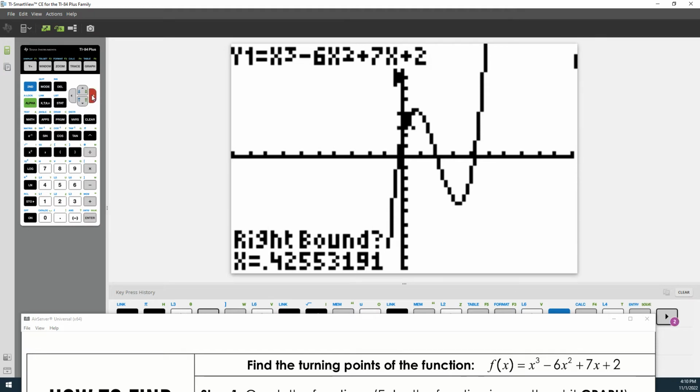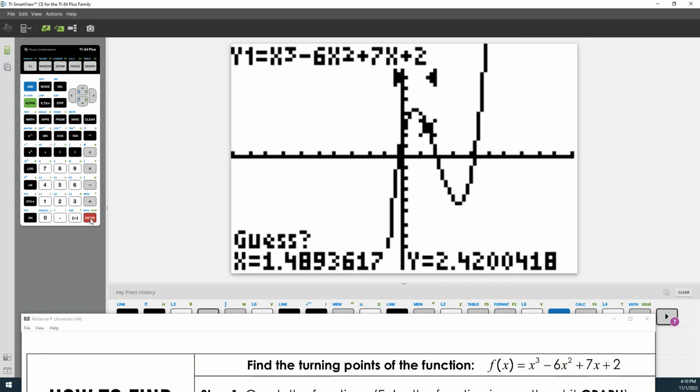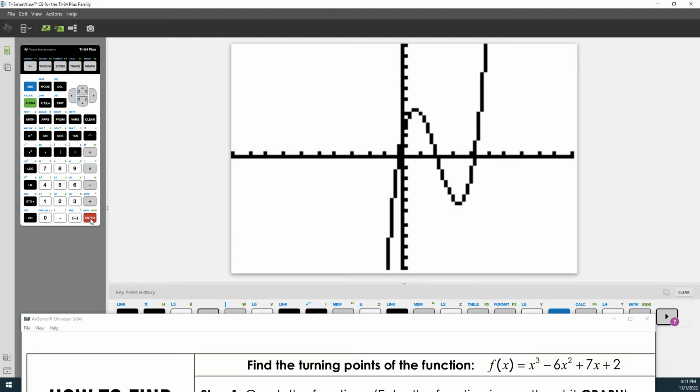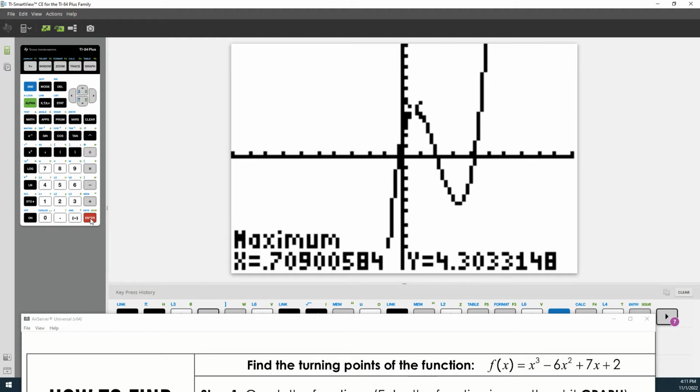And then we're going to use the right arrow, move over to the right side, and hit enter. And then hit enter one more time. So enter on the left, move over to the right, hit enter, and then enter one more time. And then these numbers down here are the ordered pair. That's your maximum value. So we're just going to round to 2 decimal places.